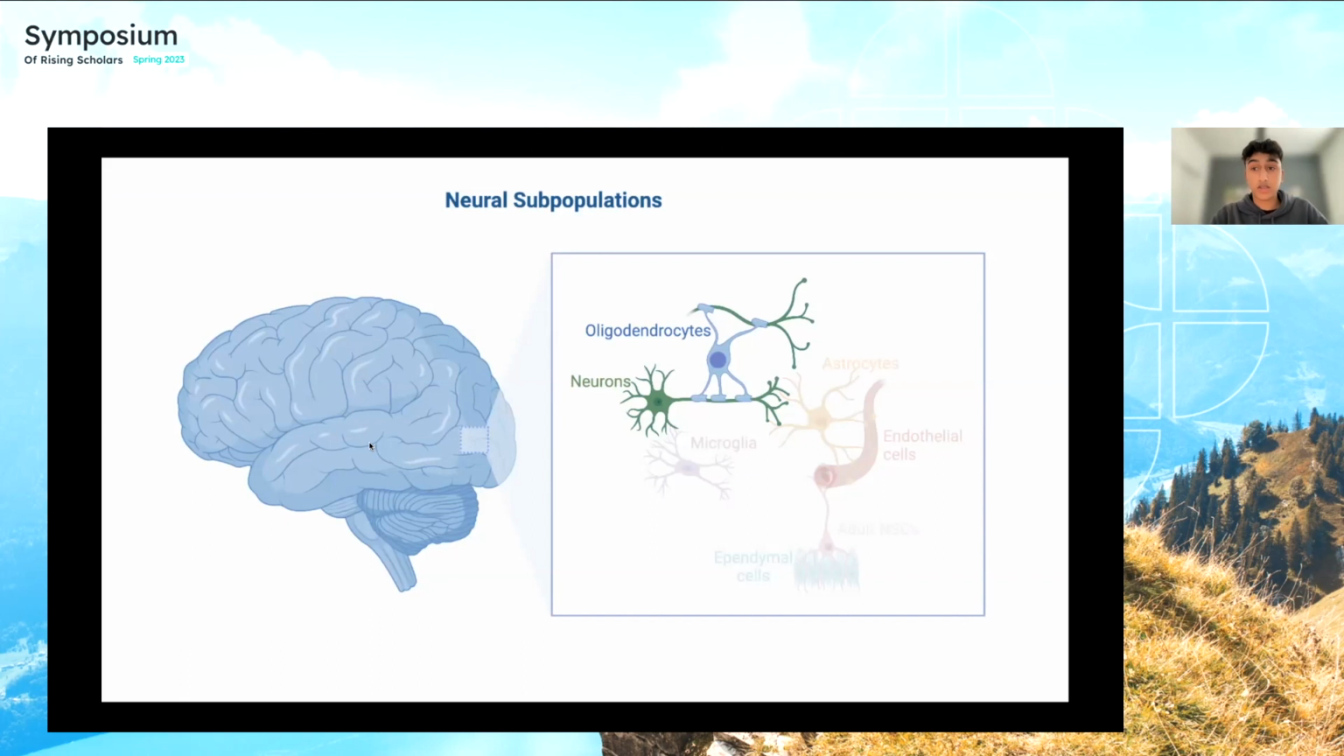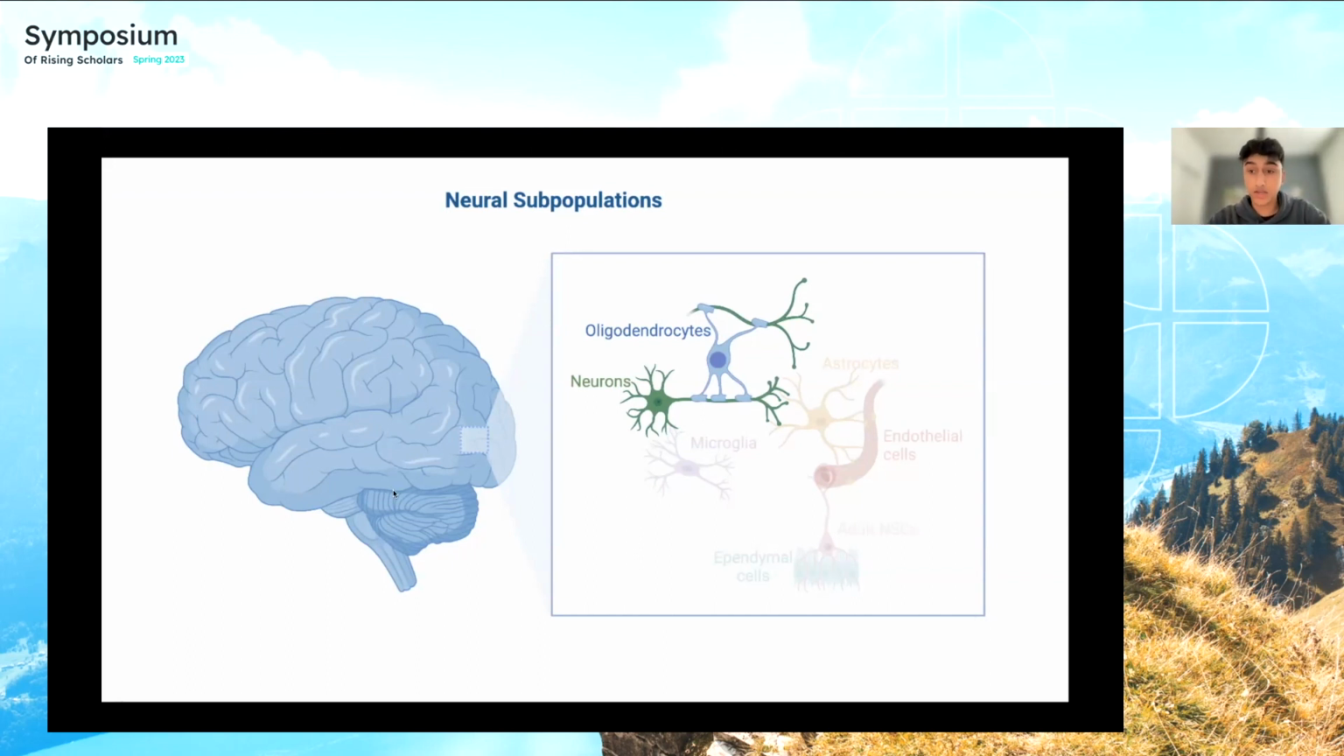Oligodendrocytes are really large branched cells that sometimes have up to 60 arms that all connect to neurons. And what they do is they're responsible for creating this fatty substance called myelin, which basically coats the axons of these neurons and allows action potentials to travel faster down these axons.